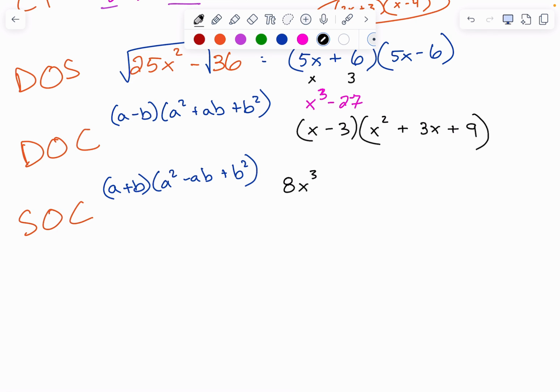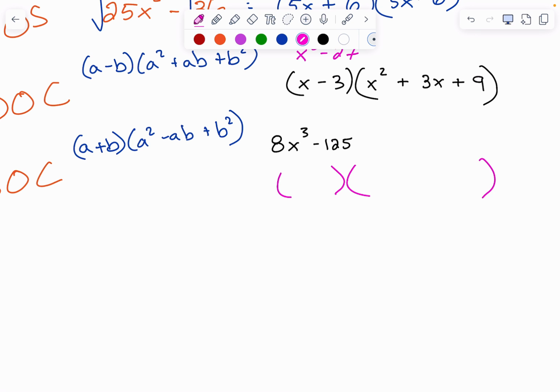8x cubed minus 125. Okay, what's A now? What's your A part? 2x. B is 5. So 4x squared. 2x plus 5. All right, 2x plus 5. And then you've got 4x squared plus, no, minus actually, minus 10x plus 25. There you go.